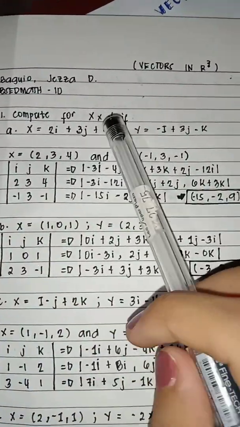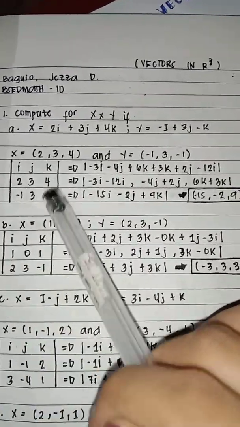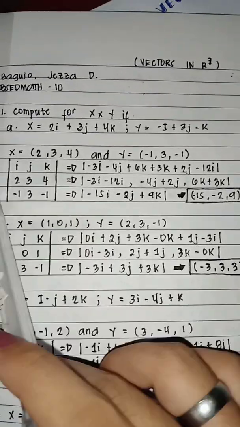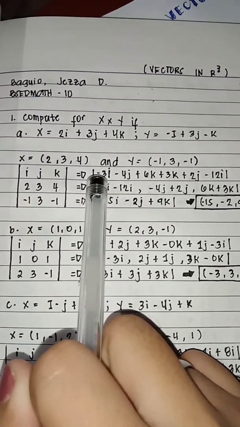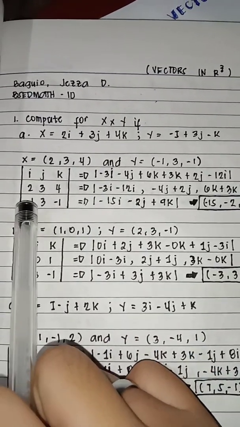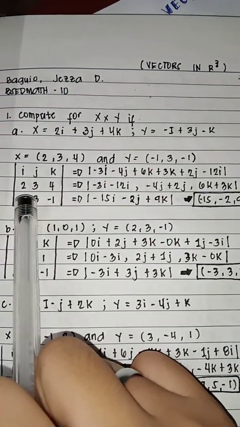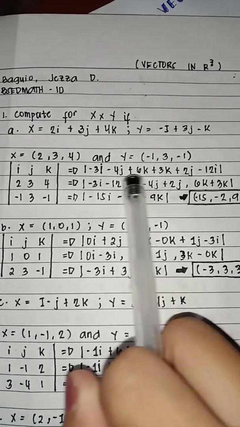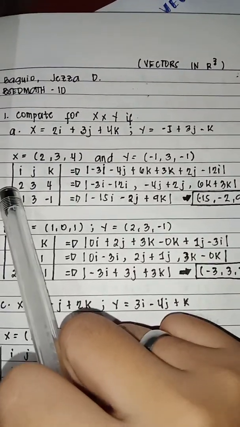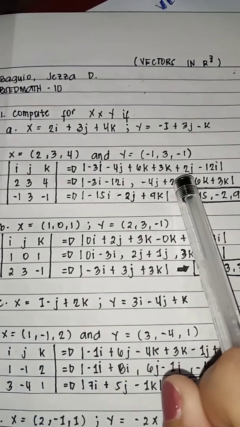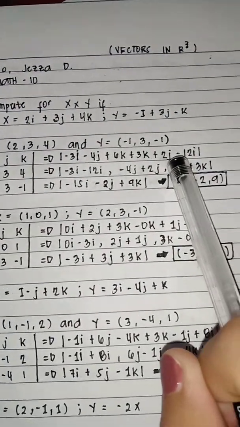So to compute for x cross y, we will use this determinant as follows. i times 3 times negative 1 is equals to negative 3i. j times 4 times negative 1 is equals to negative 4j. k times 3 times 2 is equals to positive 6k. Negative 1 times 3 times k is equals to positive 3k. 2 times j times negative 1 is equals to positive 2j. i times 4 times 3 is equals to negative 12i.